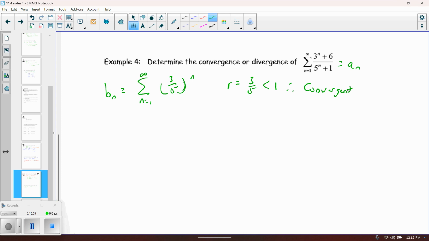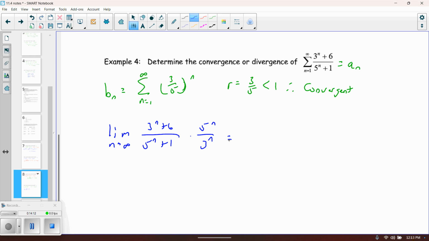So now our B sub n is convergent. So what we're going to do is take our limit as n goes to infinity of 3 to the n plus 6 over 5 to the n plus 1, and we're going to multiply that by the reciprocal of 5 to the n over 3 to the n, and we're going to see what we get here for our limit.